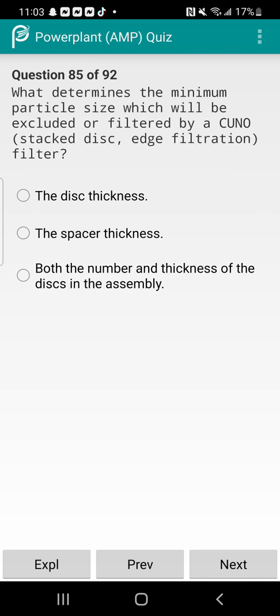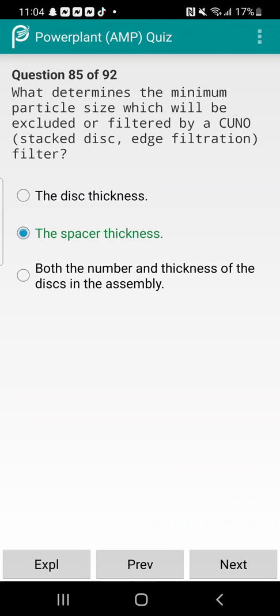What determines the minimum particle size which will be excluded or filtered by a Cuno stacked disc edge filtration filter? The spacer thickness.